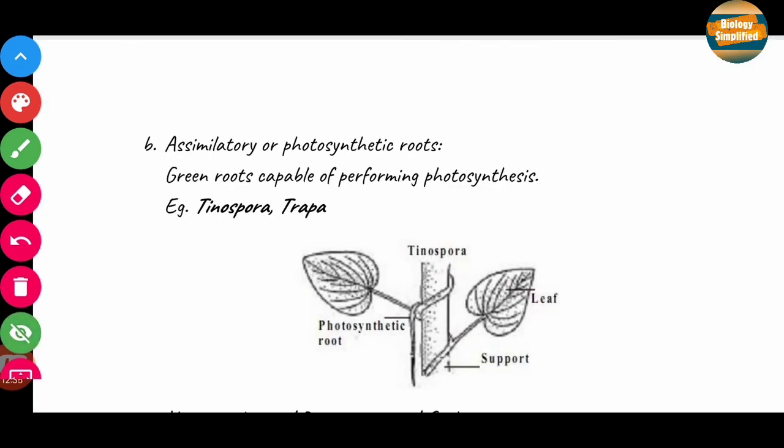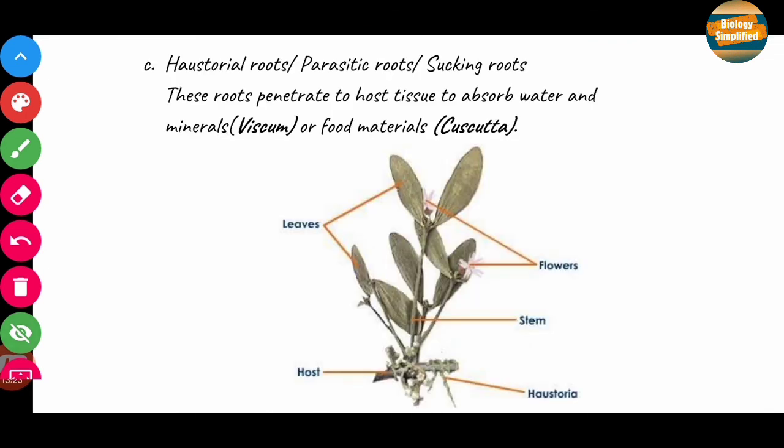Next are the assimilatory or photosynthetic roots. Green roots capable of performing photosynthesis. Roots have become modified to perform photosynthesis. So this is a very special form of root. Leaves perform photosynthesis otherwise, but in this case, roots have modified themselves to perform photosynthesis. Example is Tinospora cordifolia.